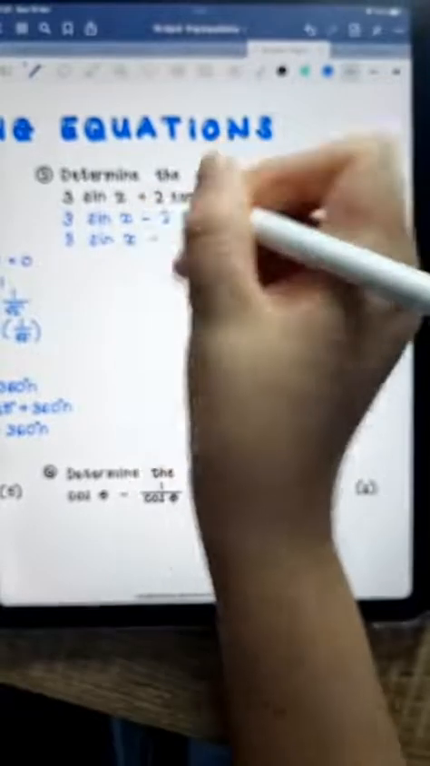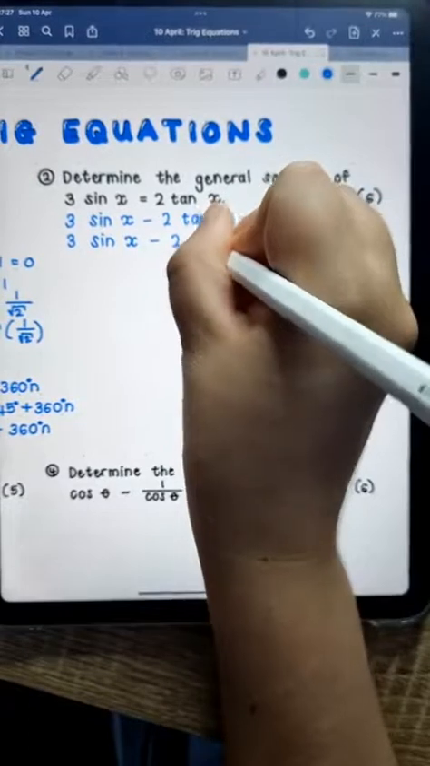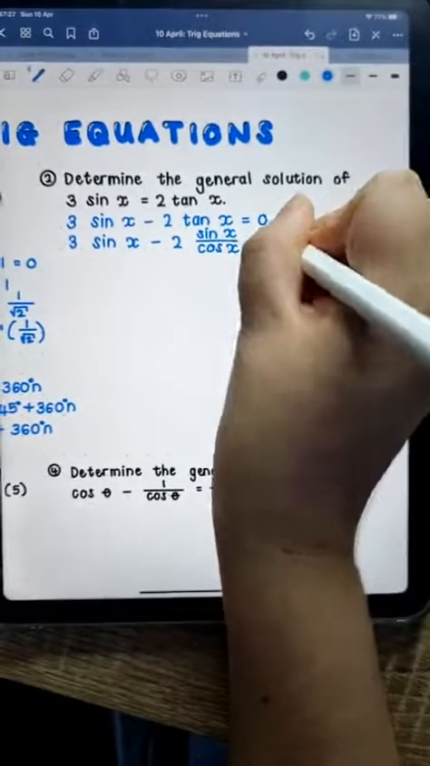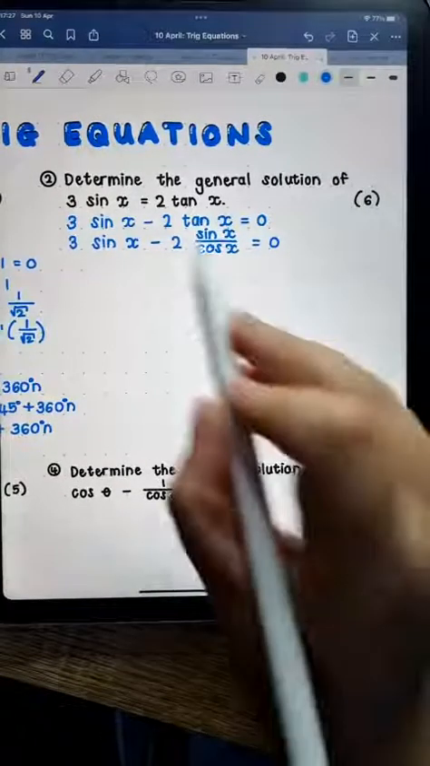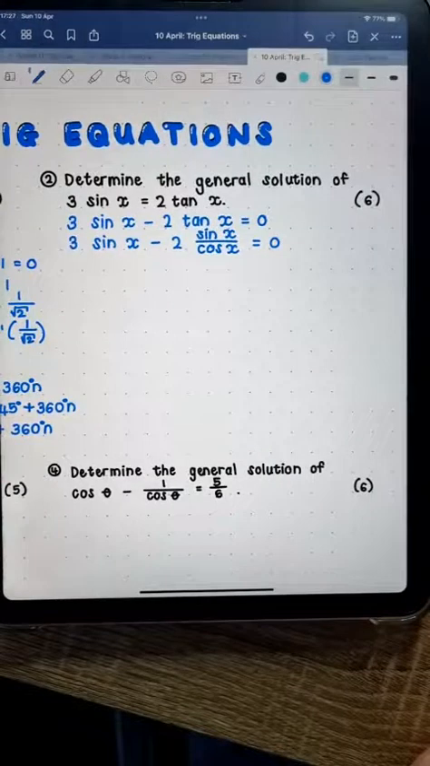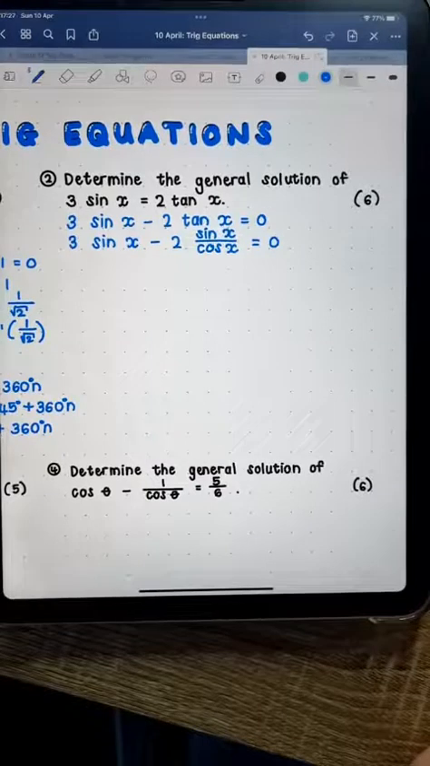So 3 sine x minus 2 sine x over cos x. And that is then equal to 0. Okay, now guys, we have a fraction. Okay, and what we need to do whenever we have an equation with fractions is we need to get rid of that denominator. Factorize sine out. Yes, you could do that at this step, but then you're still going to have a fraction. Okay, so that's perfect. If you want to do that, you could take out sine x as a common factor right now already. I'm actually just first going to get rid of that fraction.